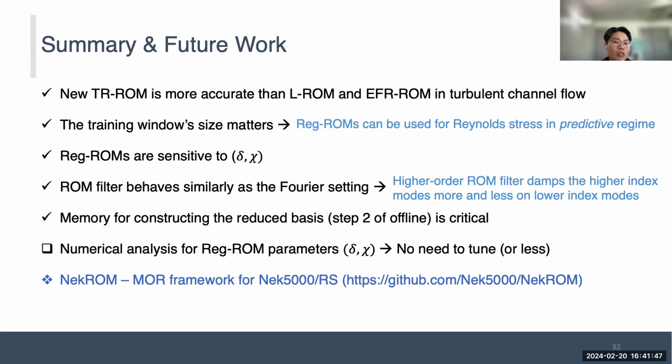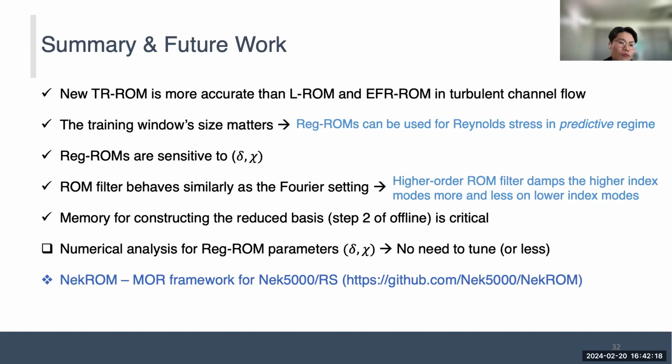And we found reg ROMs are sensitive to the filter radius and the relaxation parameters. And the ROM filter that I demonstrated behaves similarly to the Fourier setting, so a higher order ROM filter dampens the higher index modes more and the lower index modes less. And the memory for reconstructing the reduced basis is critical when you're working on turbulent flow.